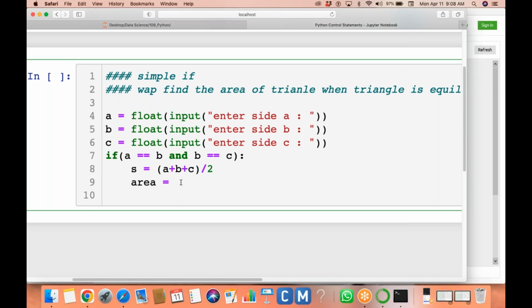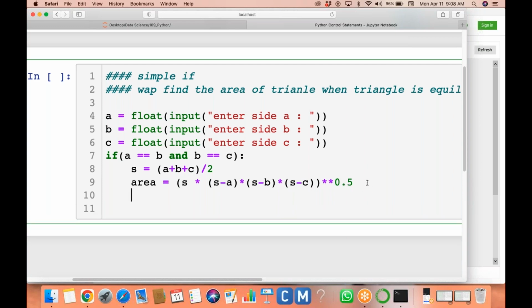So when you are trying to find the area of the triangle, make sure that it's a square root. What is the formula? Square root of S into (S minus A) into (S minus B) into (S minus C), right? So S into S minus A into S minus B into and moreover S minus C, and the 2 stars indicate that it's a power, and 0.5 in the sense it's a square root. So this is the way you simply find the area of the triangle.